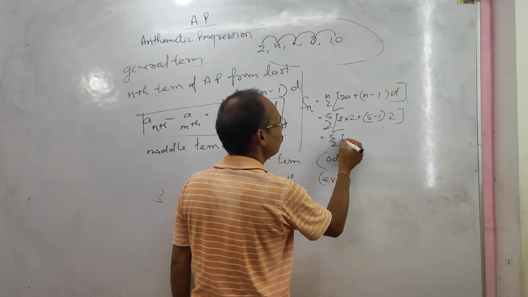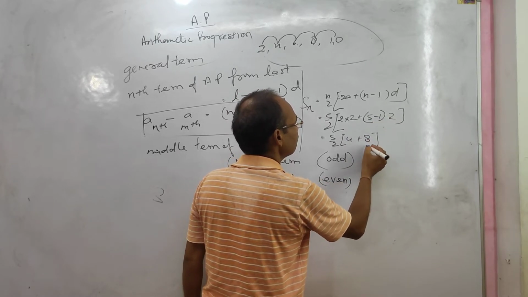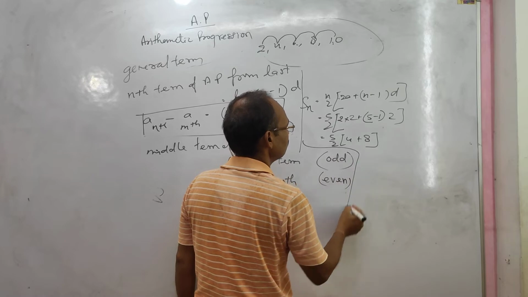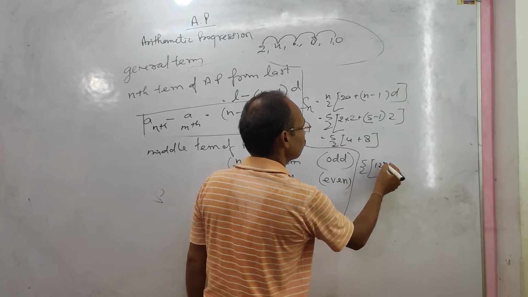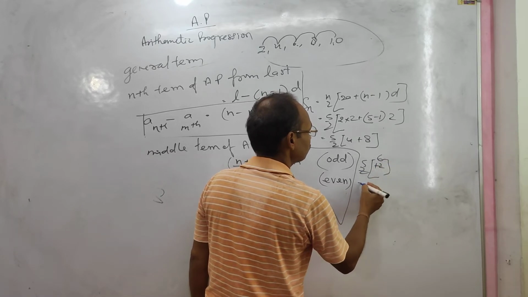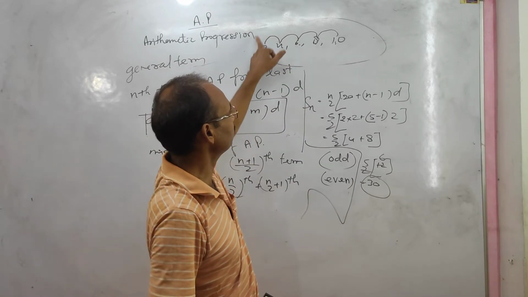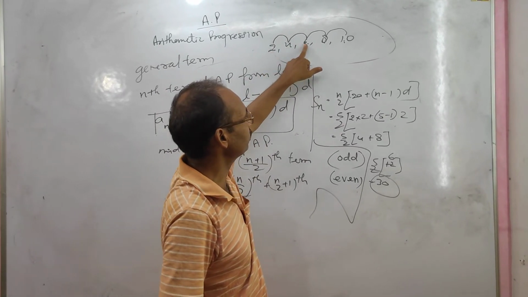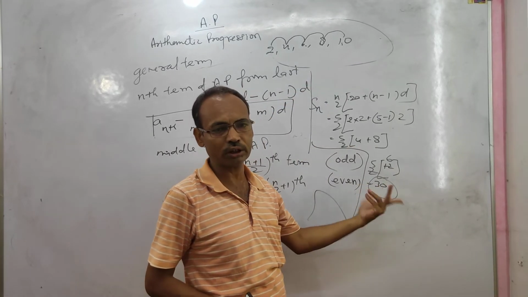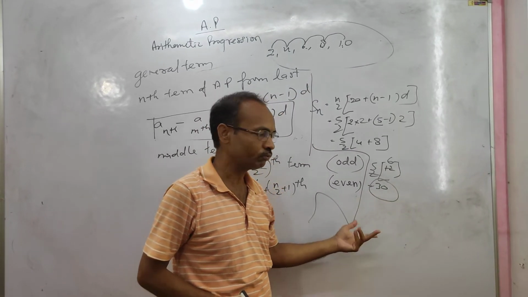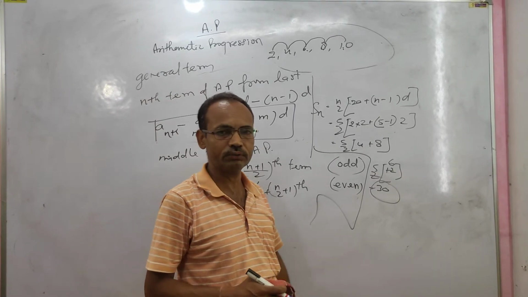5 upon 2, 4 plus 5 minus 1 into 2: 4 plus 8, which is 12. 5 upon 2 into 12, 2 sixes are 12, 6 fives are 30. That is the answer. You can check your answer by adding these values: 2 plus 4 is 6, 6 plus 6 is 12, 12 plus 8 is 20, 20 plus 10 is 30. And the answer is 30. You can easily calculate any value from an AP and it is very easy.